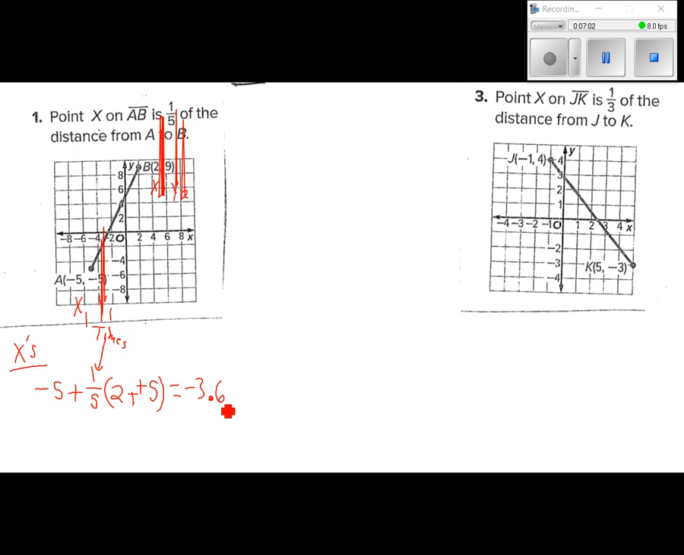Is that our answer? We done? No, you gotta do the same thing for the y's. For the y's, what's our y1 this time? -5 again. Plus 1/5. Parentheses, what's our y sub 2? 9 minus a -5 again, right? What's gonna happen with the 9 minus a -5? Make them both plus.